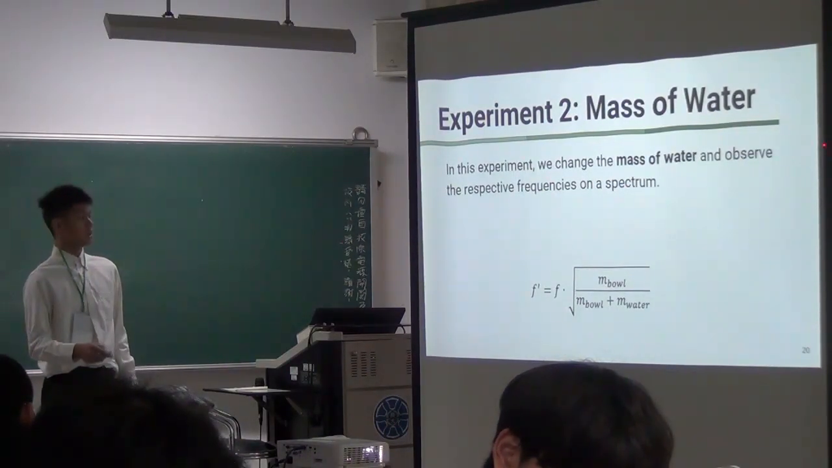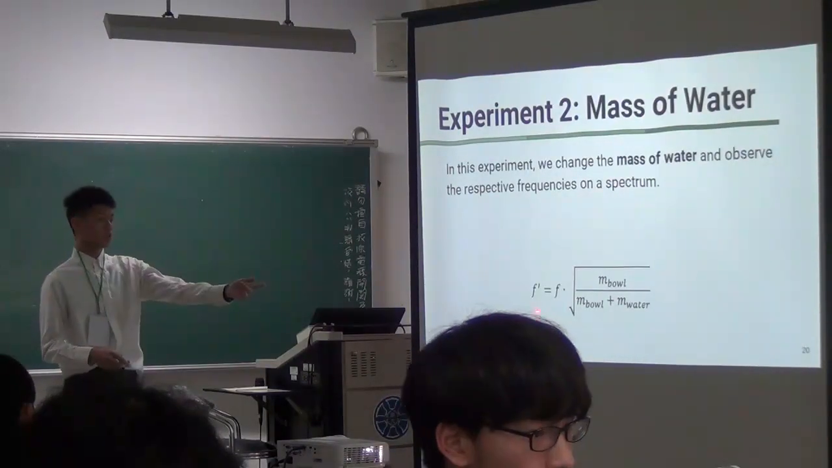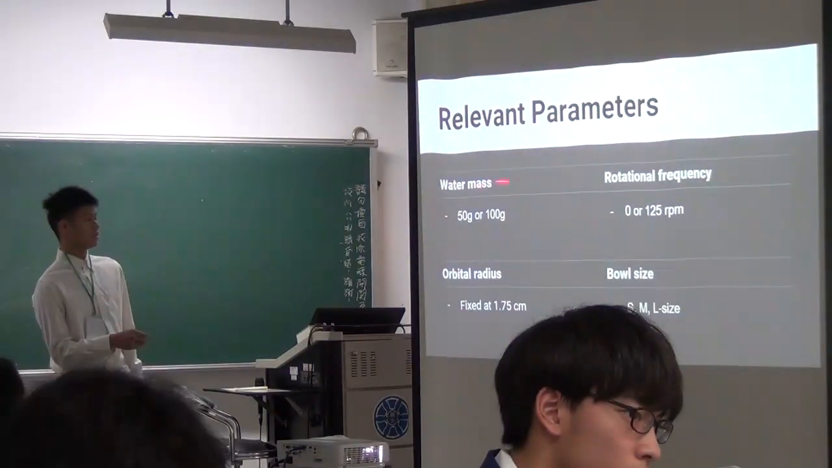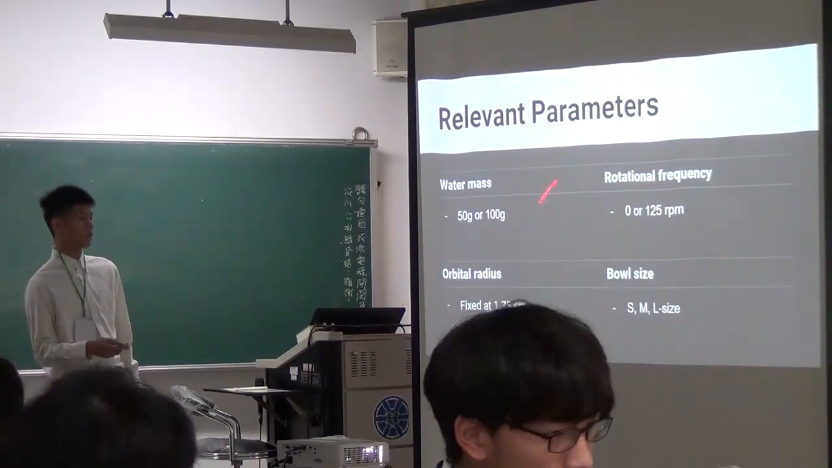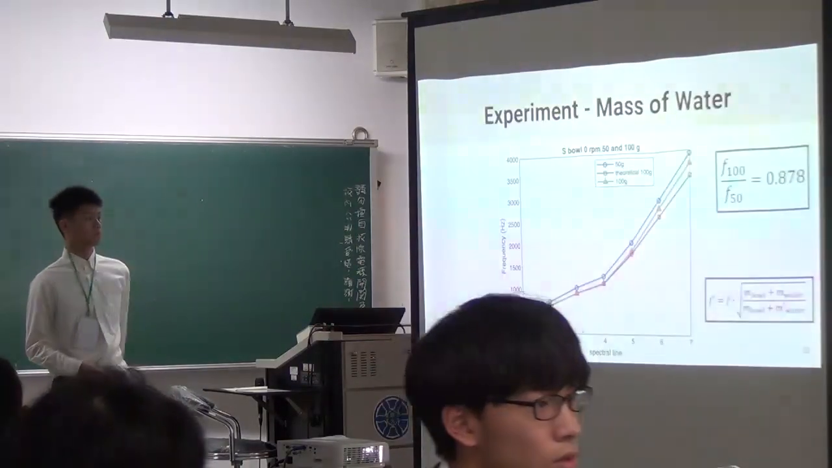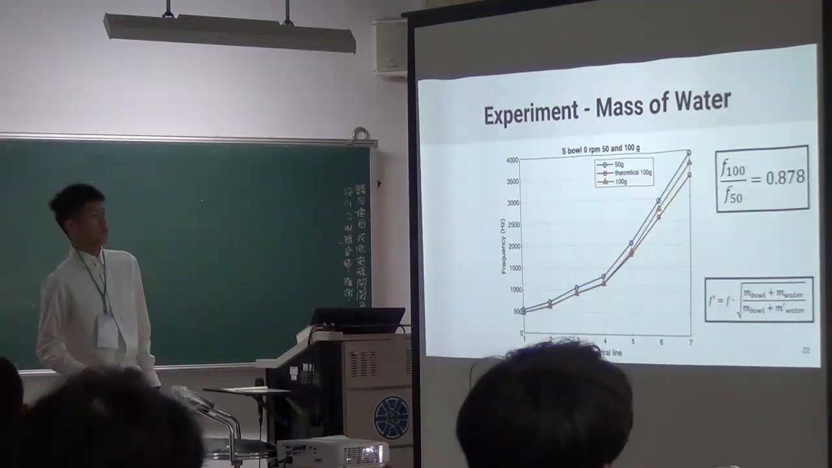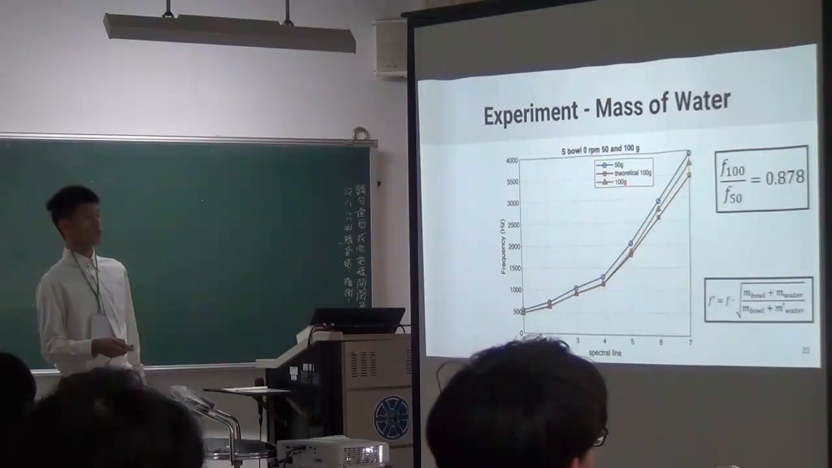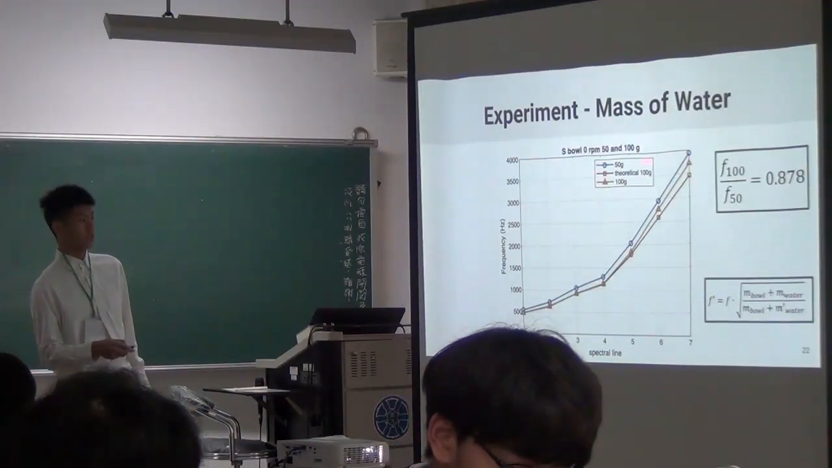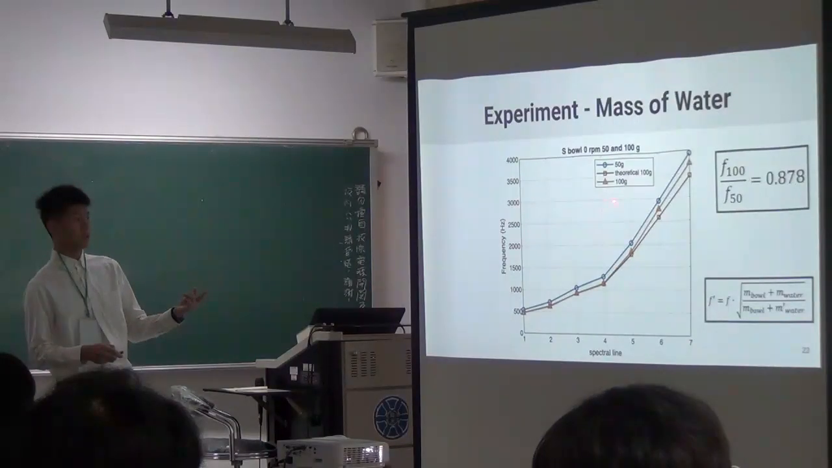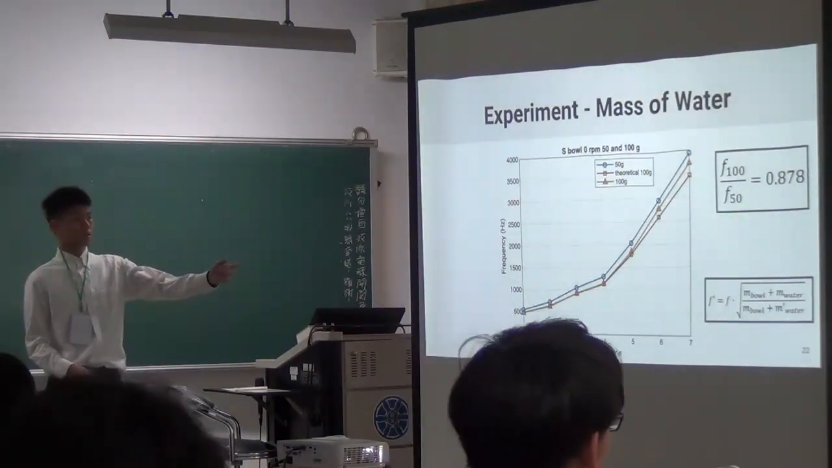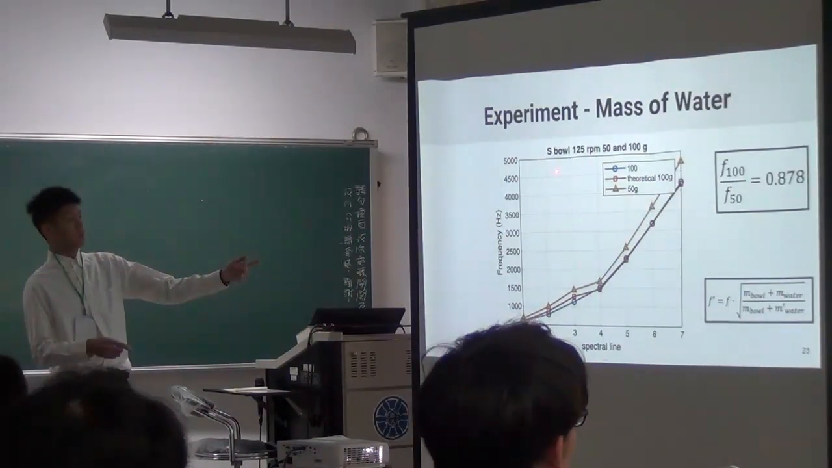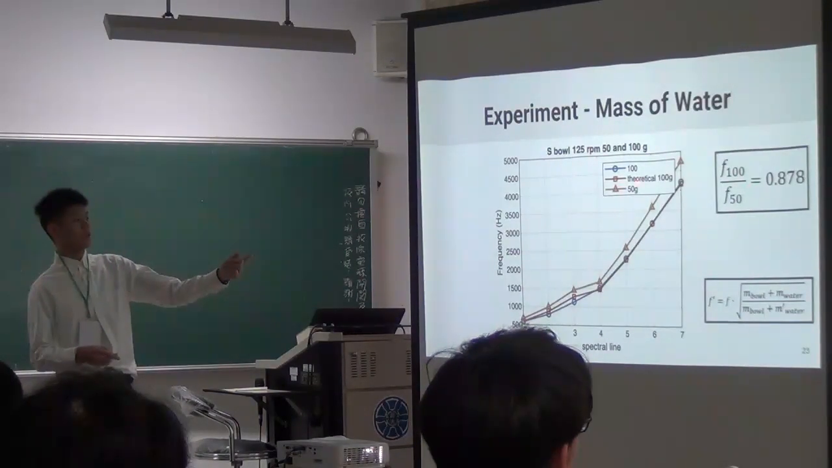We change the mass of water and observe the respective frequencies on the spectrum using this formula that we have talked about before. So we're changing water mass from 50 grams to 100 grams, and we're comparing them under different scenarios. If I use this equation, I can use the 50 grams to get the theoretical 100 grams, and I would compare it with the real 100 grams. You can see this might not be that close, but later on, when it's rotating, the theoretical line and the real line are very close.